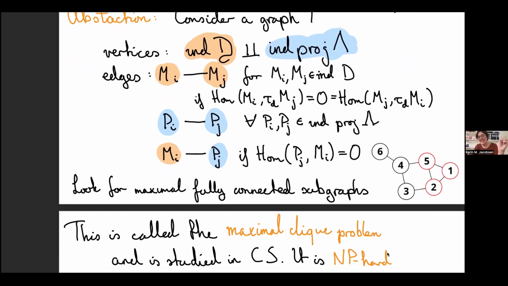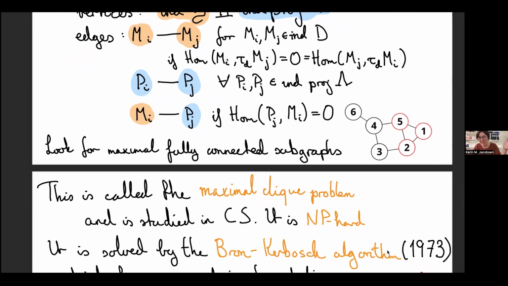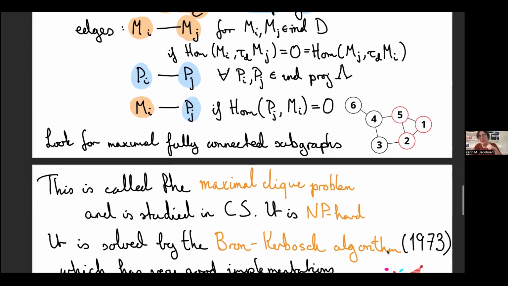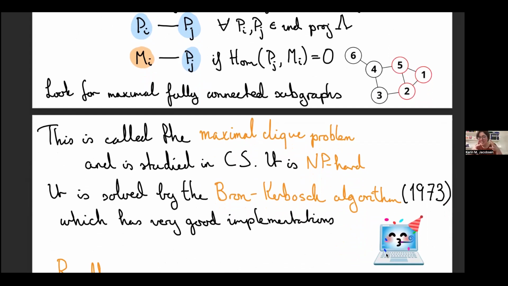Finding maximal cliques, I lied in my abstract, it's an NP hard problem, it's not an NP complete problem for technical reasons, but it's connected to one. So this is something that people have studied. And the best algorithm that's known has been known for 50 years. It's called the Bron-Kerbosch algorithm. And because it's been known for 50 years, it has really good implementations.